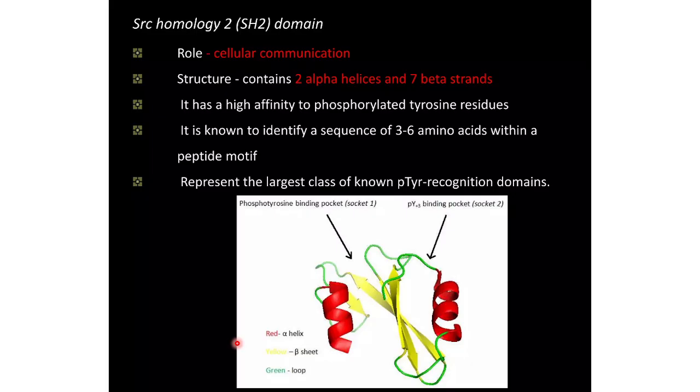Now, SH2 domains are important. They are involved in different cell signaling networks and different cellular functions, so we cannot actually ignore them. SH2 and SH3 domains are mostly important for actin polymerization, cellular communication, and cellular signaling. Individually they have a role. The structure is mostly two alpha helices and beta strands, and it has high affinity for phosphorylated tyrosine residues. It is known to identify a sequence of 3 to 6 amino acids within a peptide motif, and it represents a larger class of phosphorylated tyrosine recognition domains.